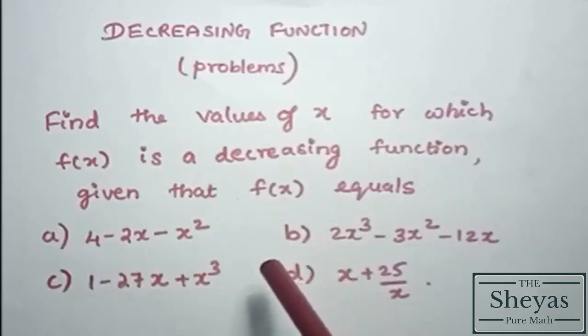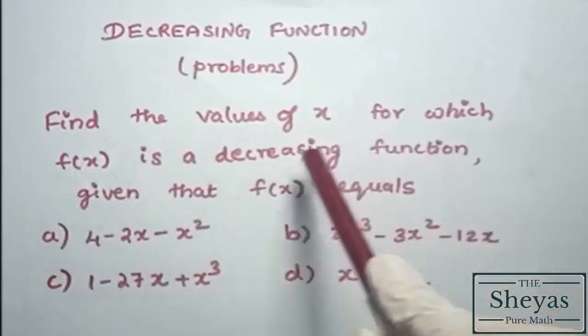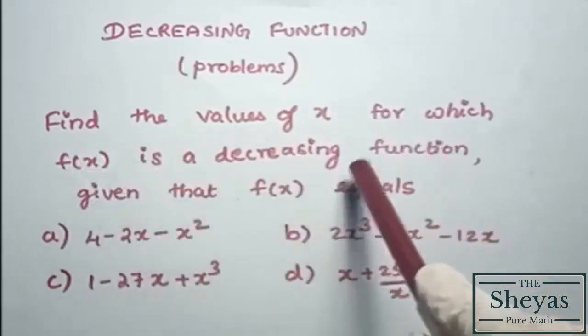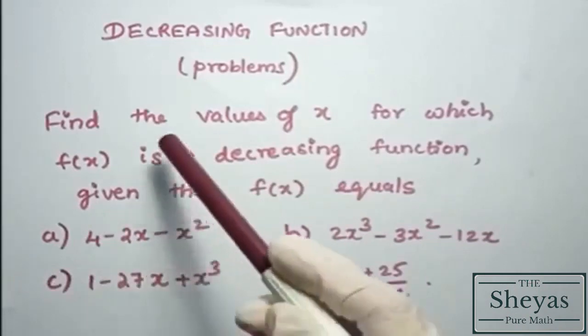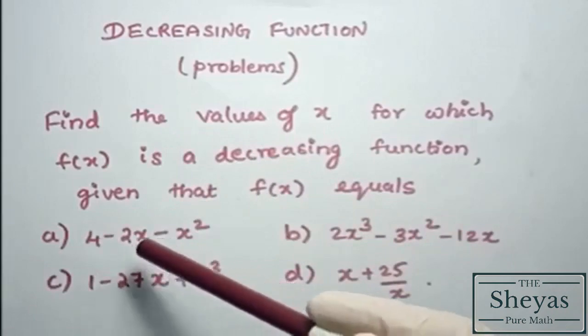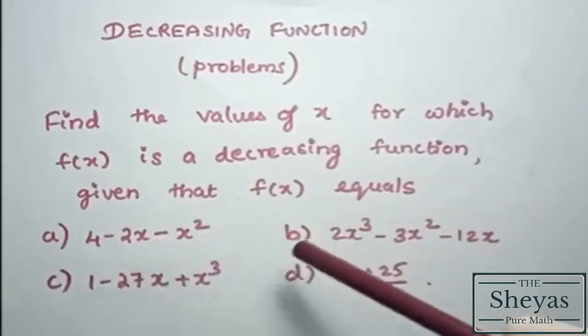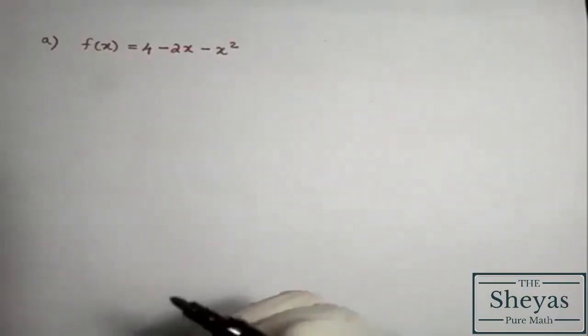So once again I repeat the question. You have to find the values of x for which f of x is a decreasing function. So these are all decreasing functions, and what is the question? You have to find the values of x for which these functions are decreasing. Now I'll solve one by one all these problems a, b, c and d. Let us begin with a. So let us do the first problem in that.